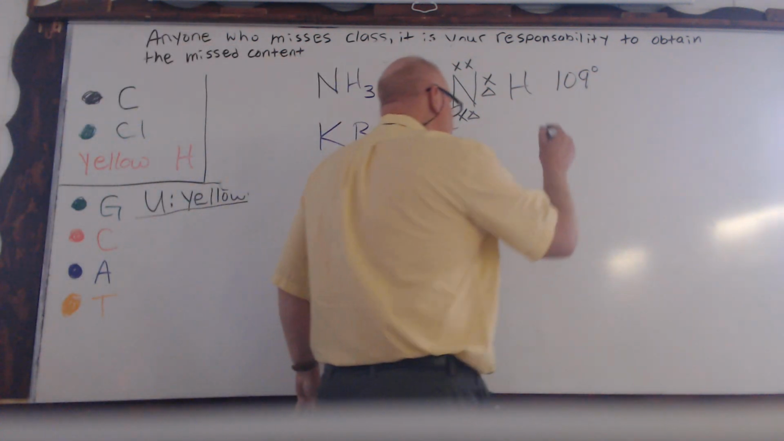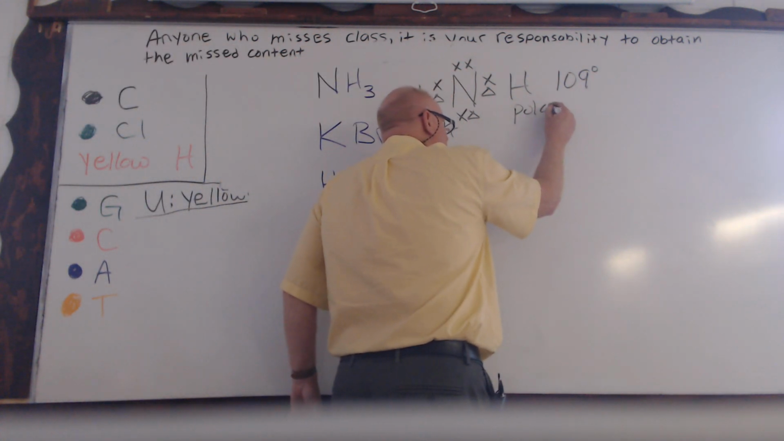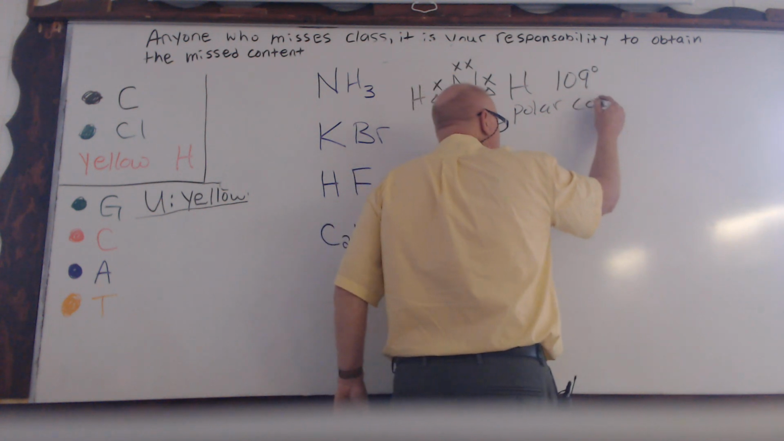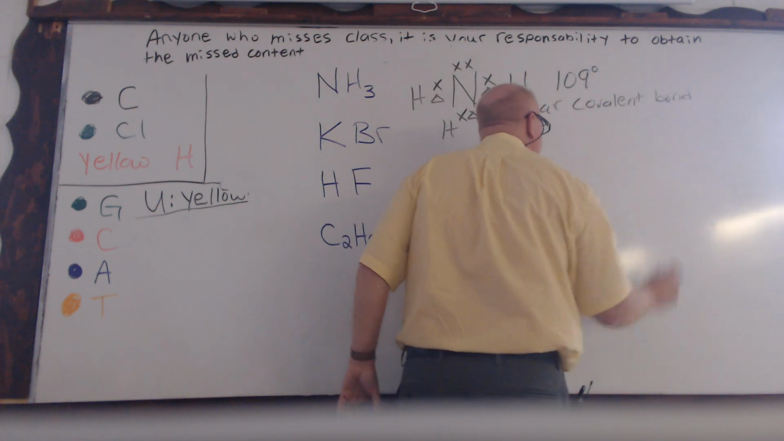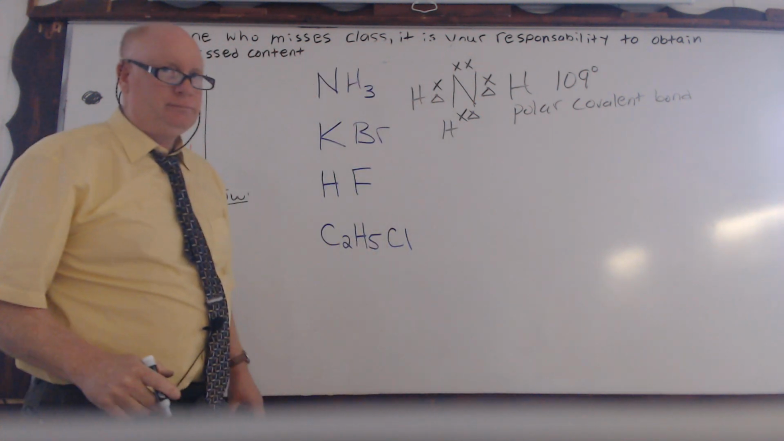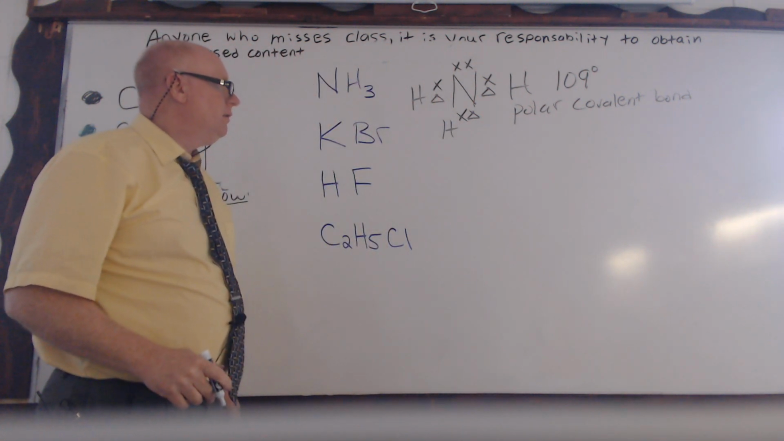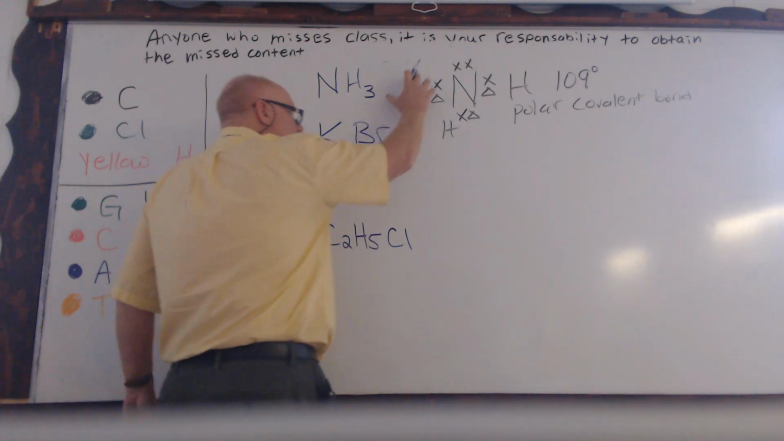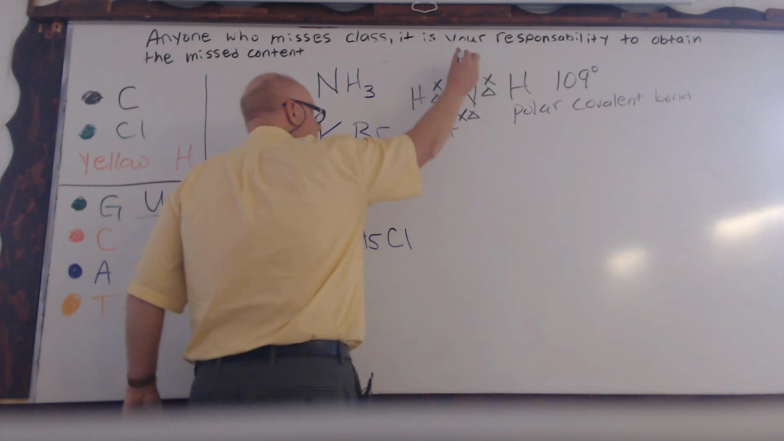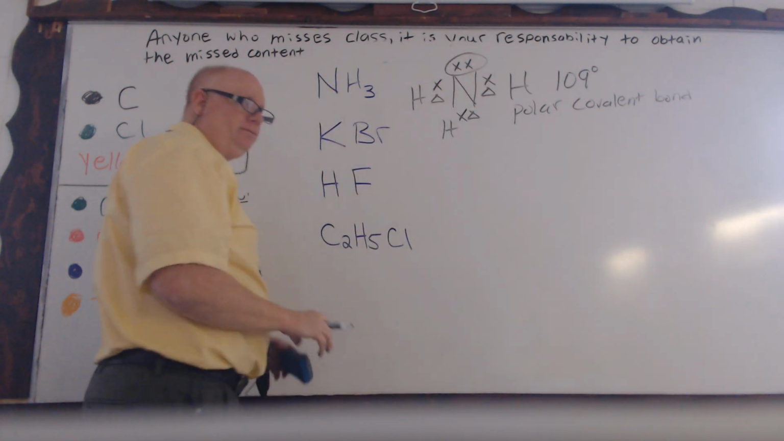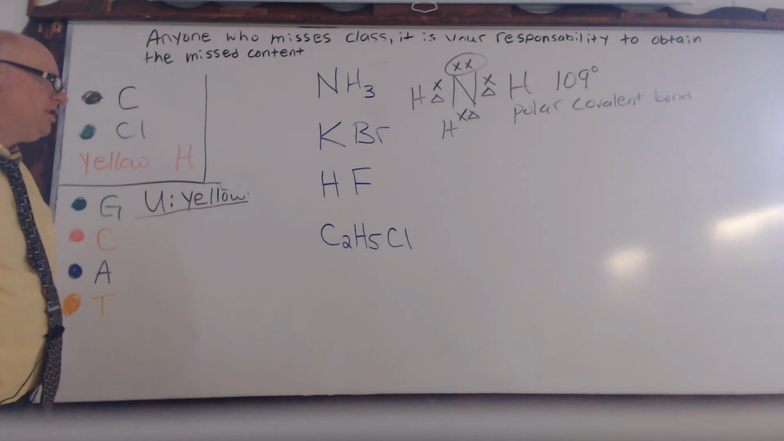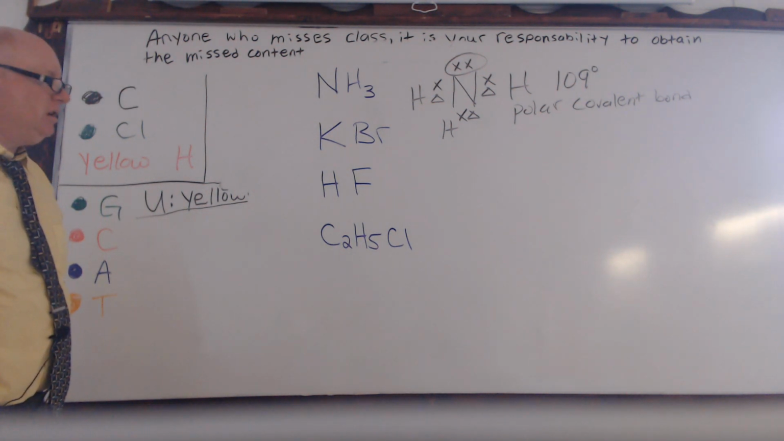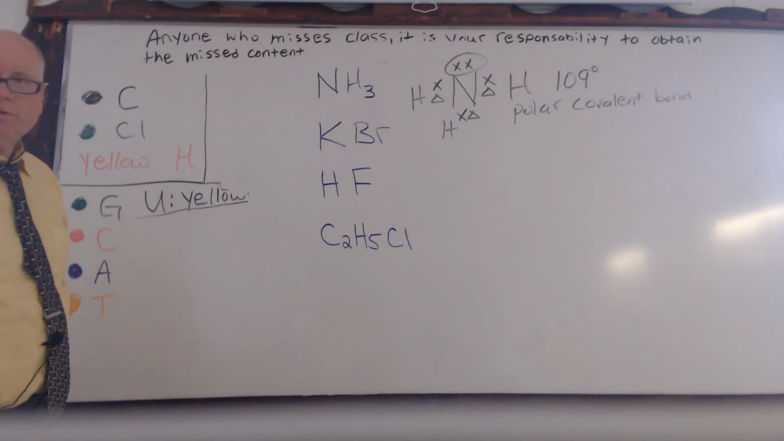Regardless, we do want you to know this. It's a polar covalent bond. So the one on top is a polar covalent bond. The NH3, this whole molecule, is polar covalent. That's why. Because you have two electrons that are not being shared or transferred or anything like that.